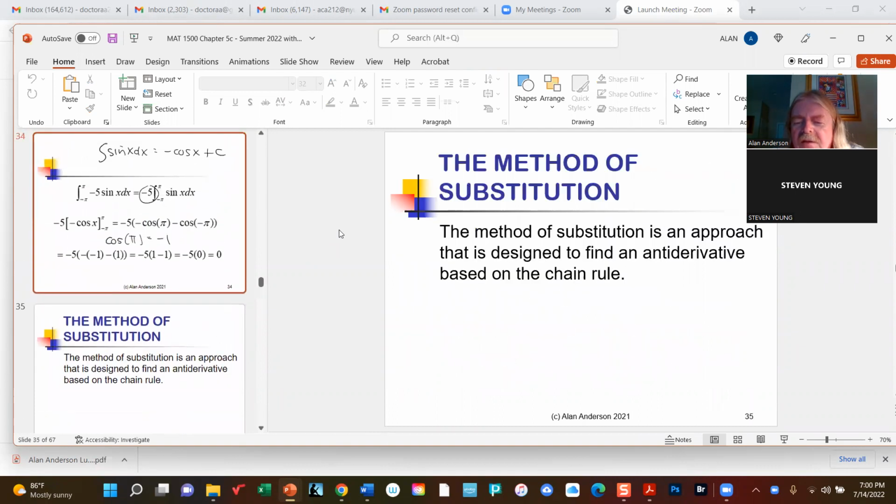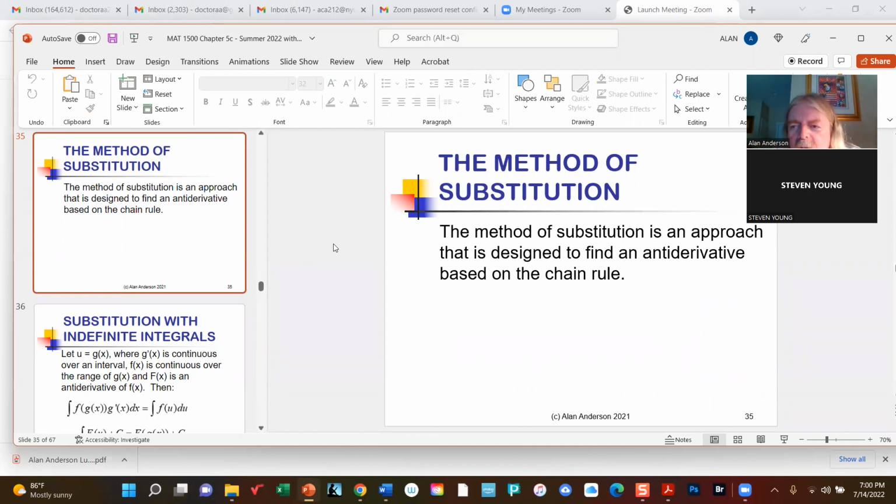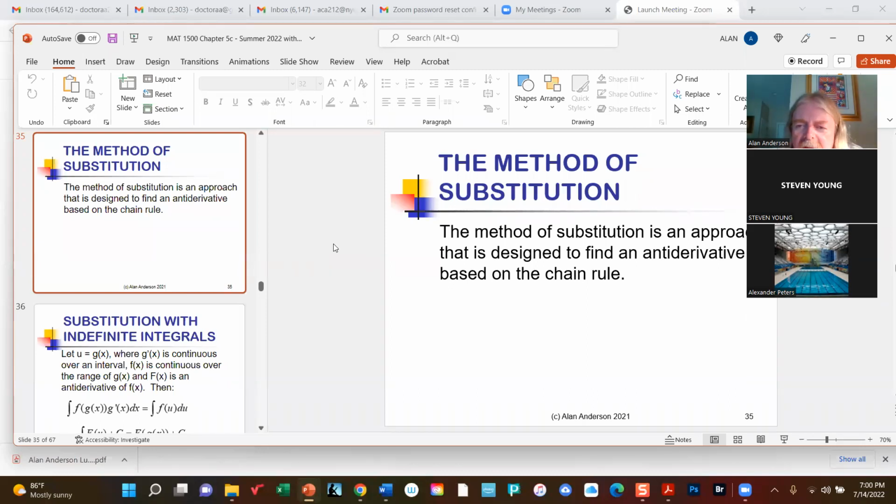We started the method of substitution. Now, this is really one of the best strategies for solving integrals. So we're going to spend a lot of time with it because it really can solve a lot of different situations. Not all of them, of course, but it really is an enormously useful tool for solving complicated integrals. And so we'll see it used quite frequently.